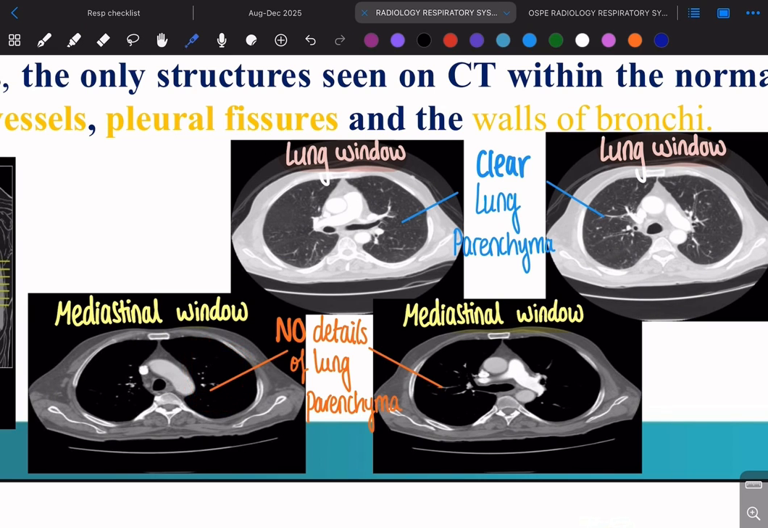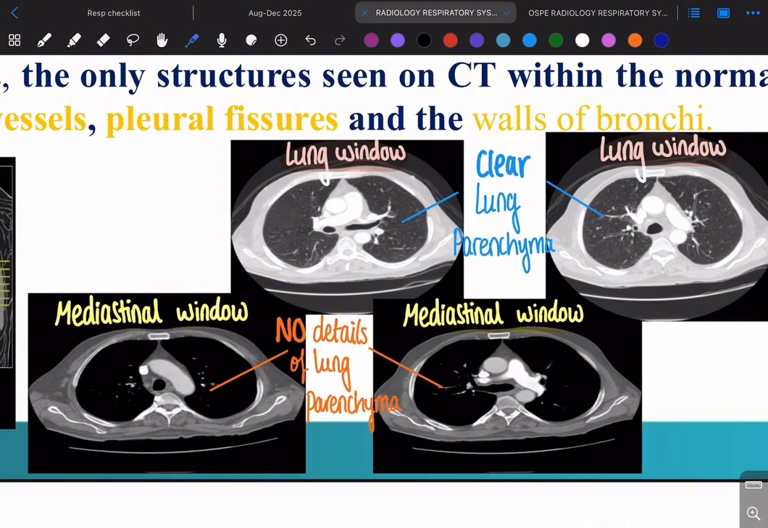But actually the correct answer, if asked in the exam why this is the mediastinum window, you're going to say, if the doctor asks what this image is, initially it's going to be the mediastinum window. Why is it? Because no details of the lung parenchyma are clear. Okay? However, the lung window has very clear lung parenchyma.